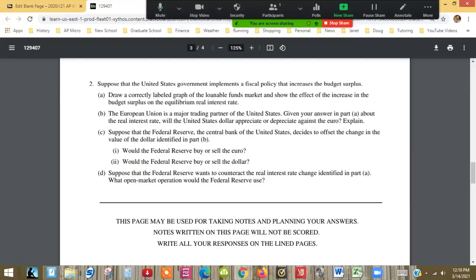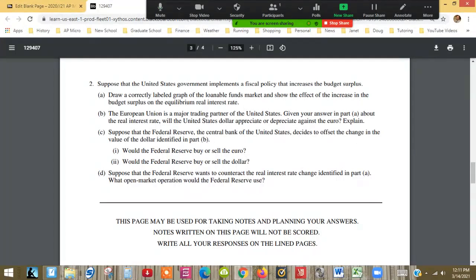We are looking at question two of the free response portion of your practice exam. So we're supposing that the US government implements a fiscal policy that increases the budget surplus. Well, you should know right away this is going to be a contractionary fiscal policy.